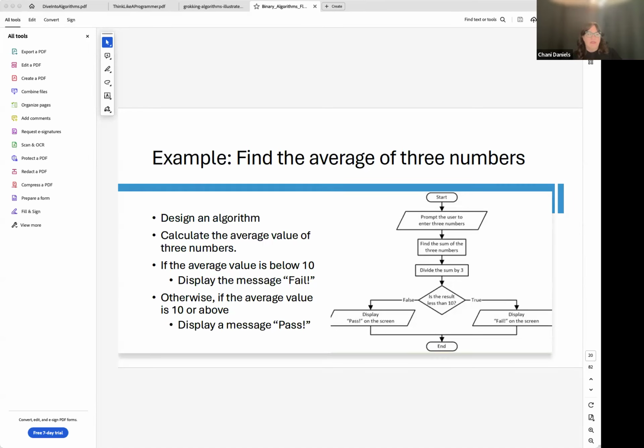This is another example of a flowchart. Here you're finding the average of three numbers, right? So your algorithm could be, you're asking the user, here's your input, to enter their three numbers. You're finding the sum of the three numbers, you're dividing them, and then if the result is less than 10, right? So this, I guess, is part of what you were told to do: if the sum of the three numbers is less than 10, then if it's false, you put pass on the screen. If it's true, you put fail on the screen, and then you hit end.